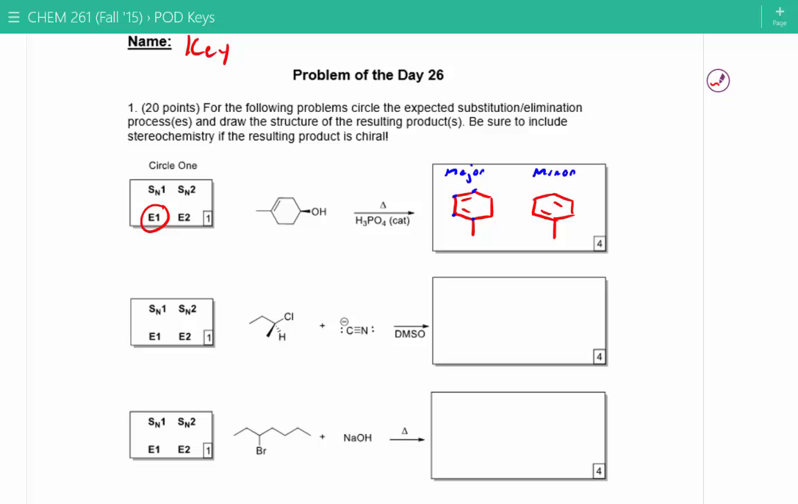Is this going to do SN1 or SN2? SN2. If you remember the other day in class, I said secondary carbons can do SN1 or SN2. Why would this one do SN2? Yeah, we've got a polar aprotic solvent and we've got a good nucleophile. So in this case, SN2 would be the favored product.